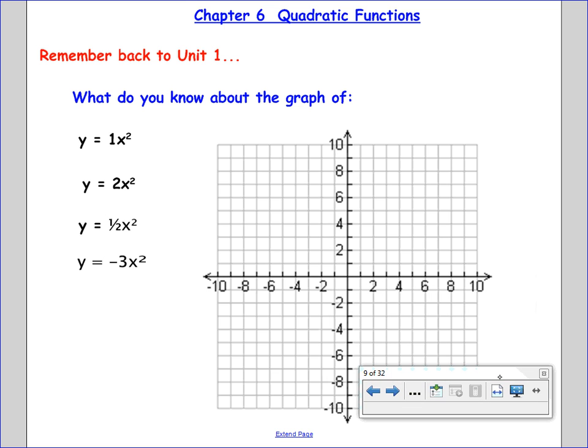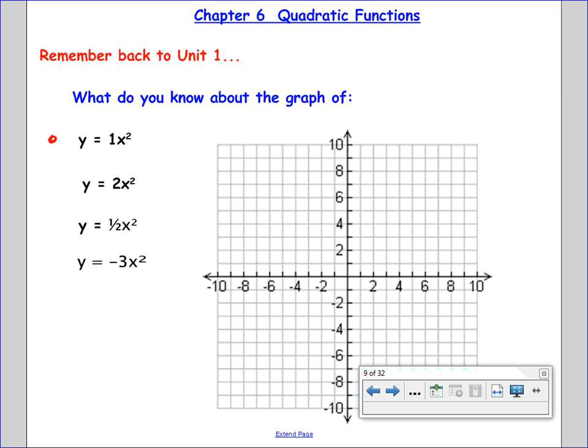Let's think back to Unit 1 and your favorite game. No, I'm not talking about COD Black Ops 3. I'm talking about function calisthenics. Remember function calisthenics back in Unit 1 where we stood up and modeled the behavior of a parabola, y equals x squared. So let's consider the behavior of our parent function y equals 1x squared.